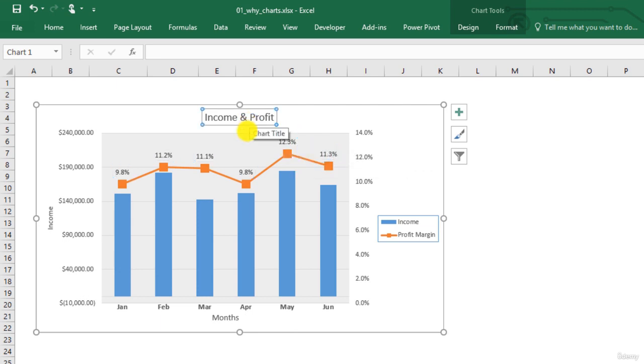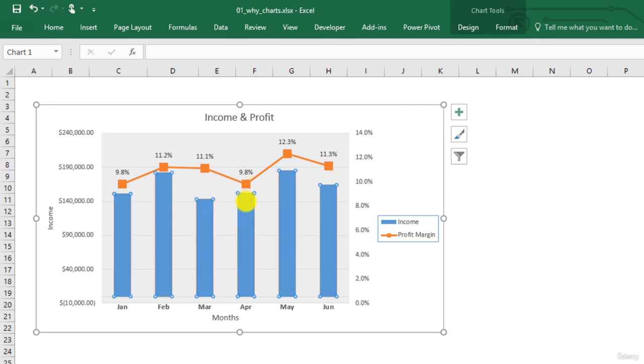We also have this chart title on the top containing the value income and profit. This chart also contains horizontal grid lines. Grid lines are basically the extension of the vertical axis scales, which makes it easier for the viewer to determine the magnitude of the data points.